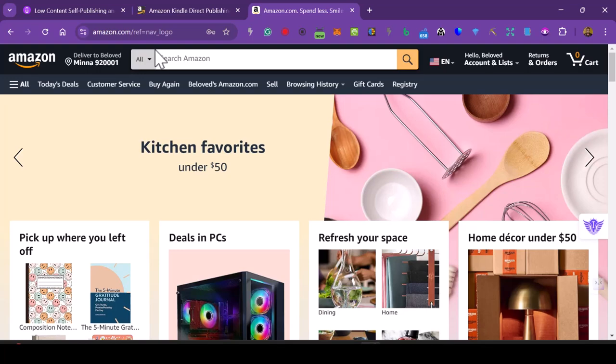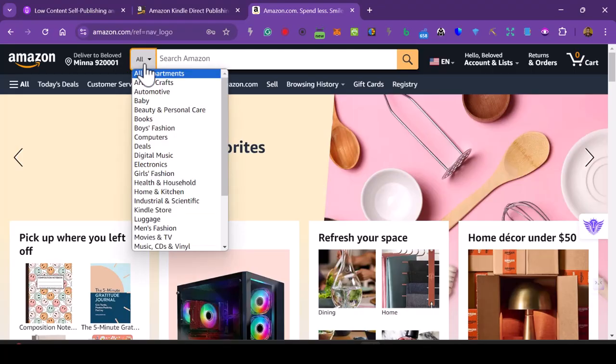Welcome back, guys. So right now, let's carry out a competition research. We've carried out a book content research. I've told you how to go about it, what it's all about. We've carried out a demand research as well. I've shown you how to do that as well. And right now, I want to do a competition research.